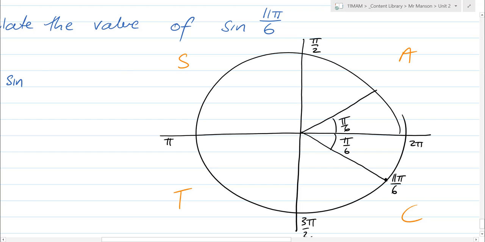Sine of 11 pi over 6 is equal to sine of pi on 6. That's in the first quadrant now. But I just have to check my CAST diagram. Is sine positive or negative in the fourth quadrant? It is negative, and so I pop a little negative sign in front. And can somebody go back to their table of exact values and tell me what sine of pi on 6 is? It's 1 over 2. 1 over 2, perfect. So I get negative 1 over 2.